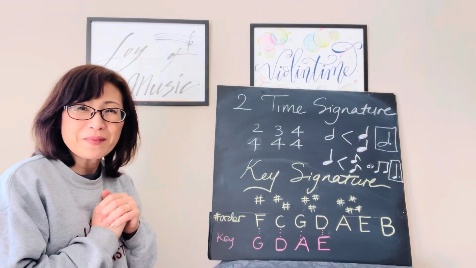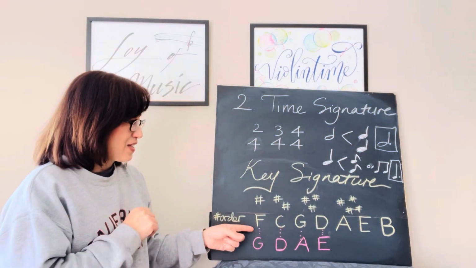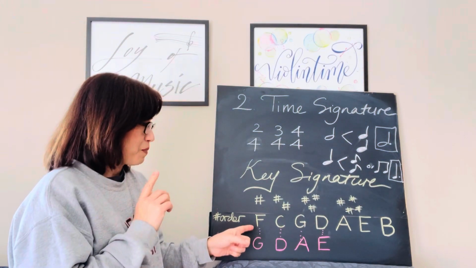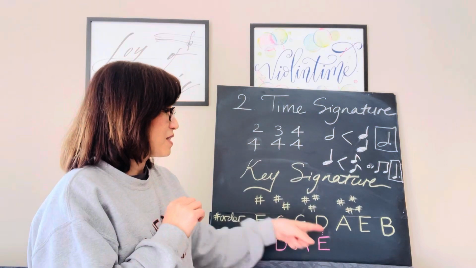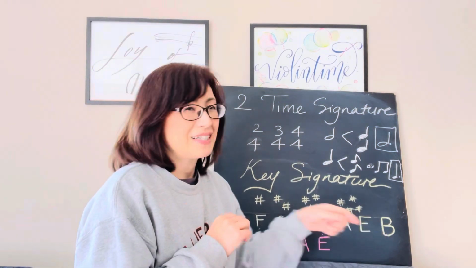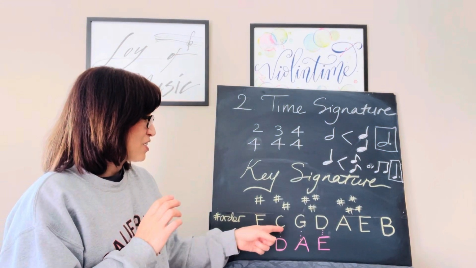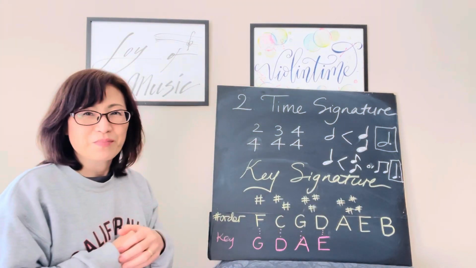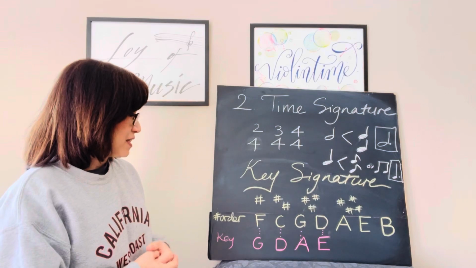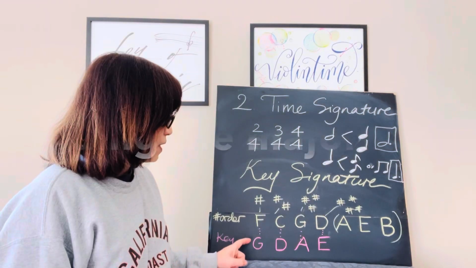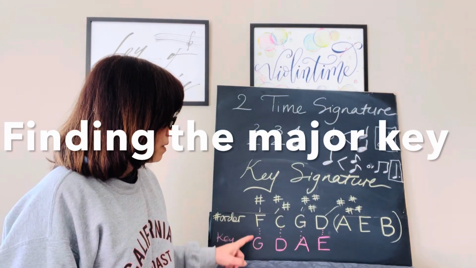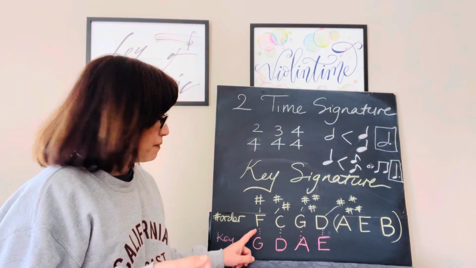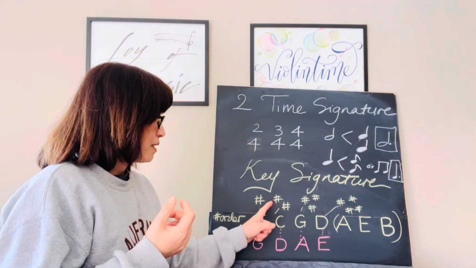How do we remember that? Okay, so now this is an easier way to remember. Father Christmas goes down and eats bananas. Or Father Charlie goes down and eats breakfast, whichever you like. So that's the order. There's 1 sharp, means G major. F goes to G, the next letter.